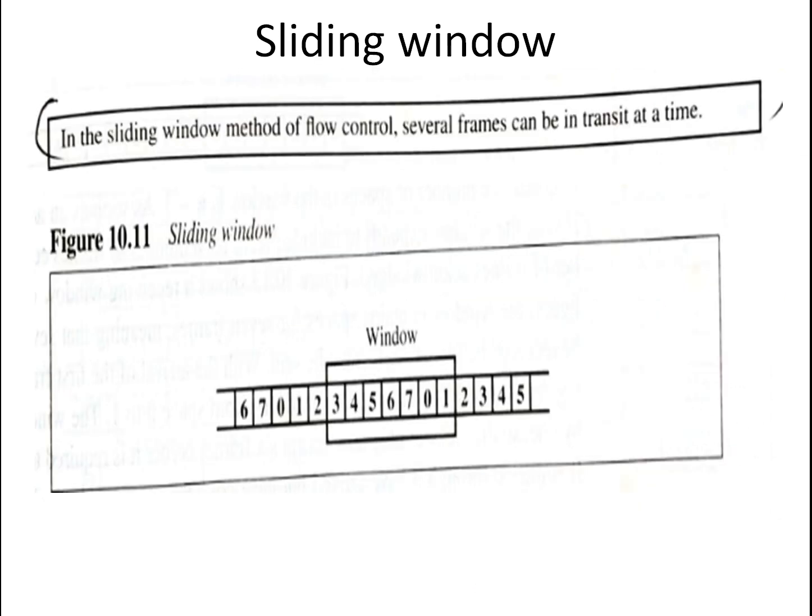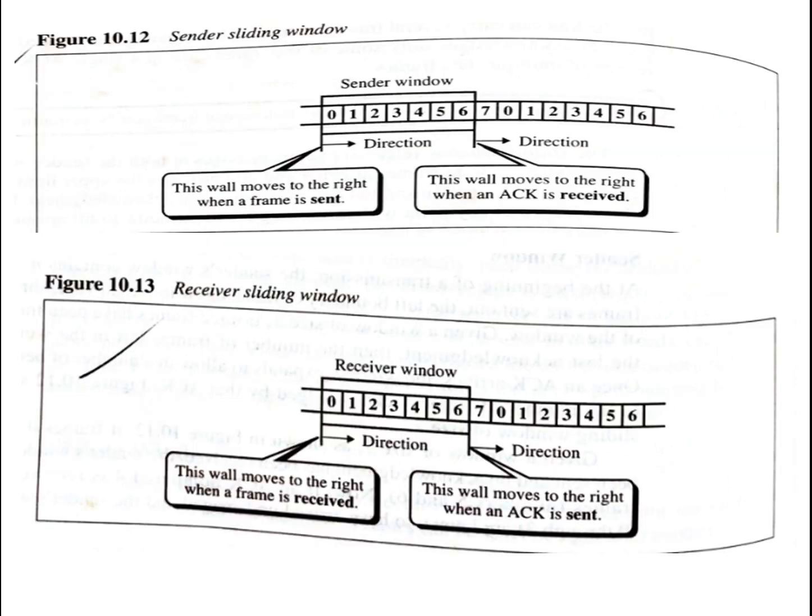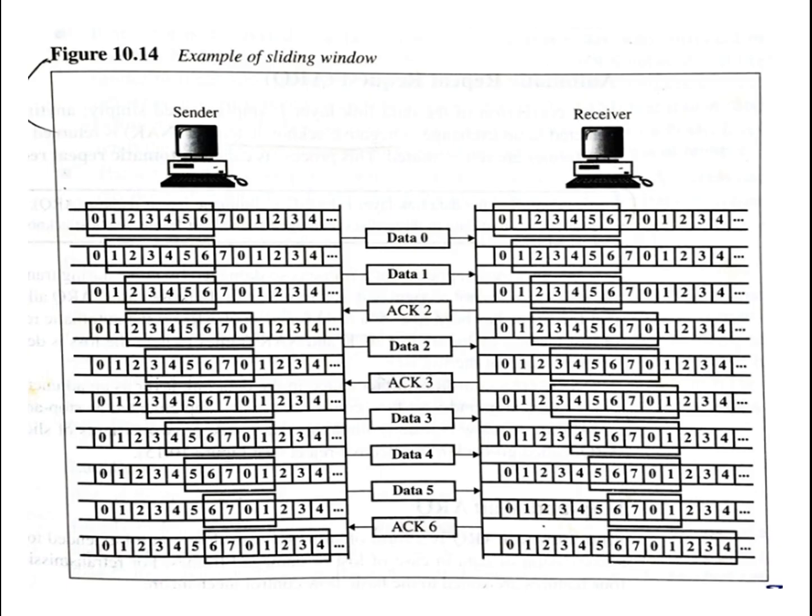In the sliding window method, the window moves from left to right, with several frames at the same time. For example, from the sender side to the receiver side, the frames move in the same direction. With the sliding window, I send the data one by one, and the sender does not wait for the acknowledgement. You send multiple frames at a time.